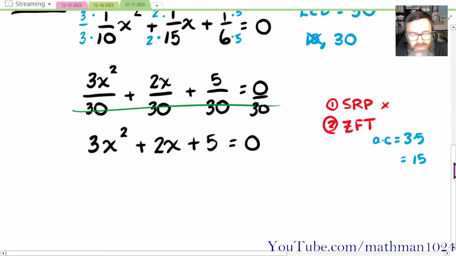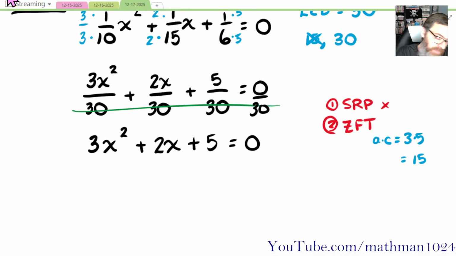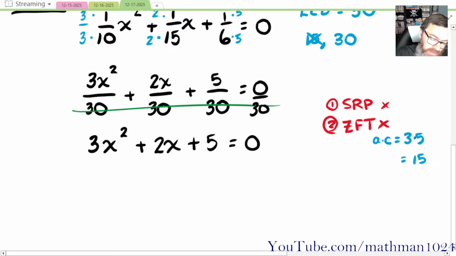And don't even try to say, 3 and 5. Well, here's the thing. We want the absolute value of the factors to add to 2. And 3 and 5 don't add to 2. Now, if this had been a minus 5 instead, then yes, we'd use 5 and 3. But we don't have that. So the zero factor theorem doesn't work.